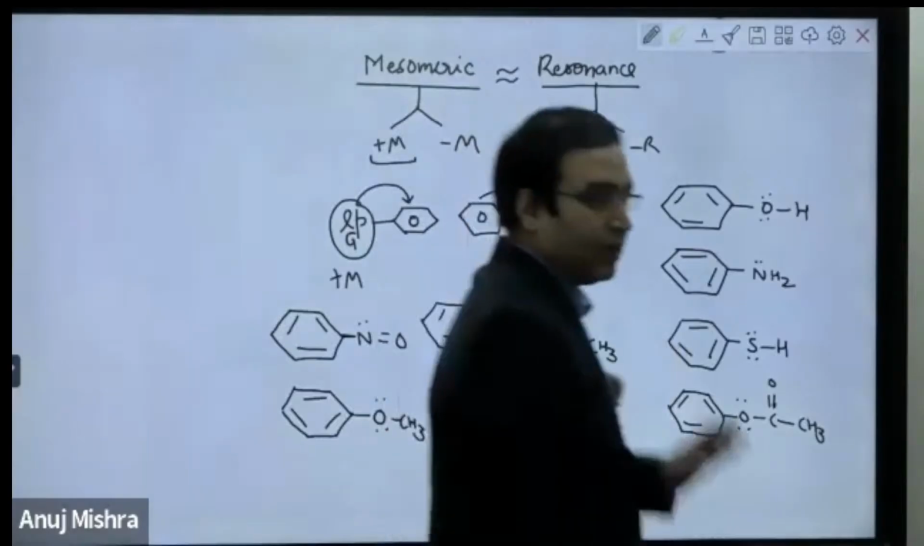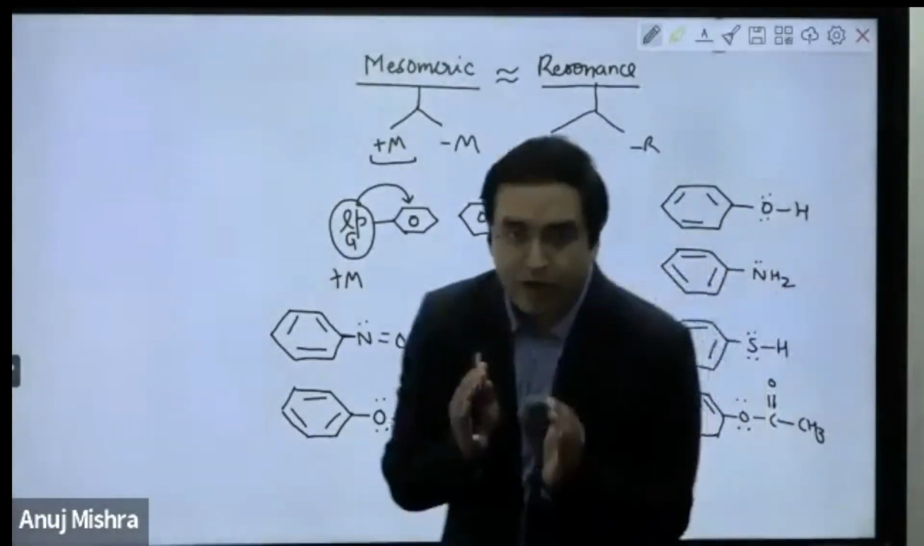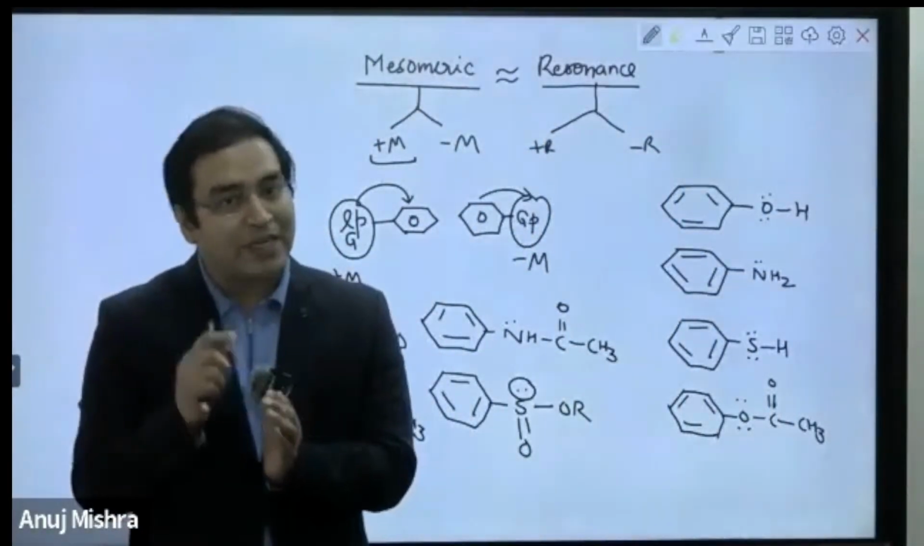What is common in all these examples? In all these cases, you have a ring or cyclic structure connected with some group, some element which has a lone pair.